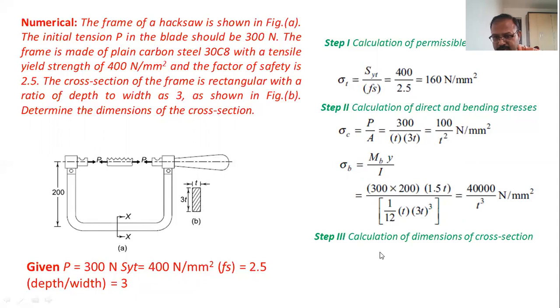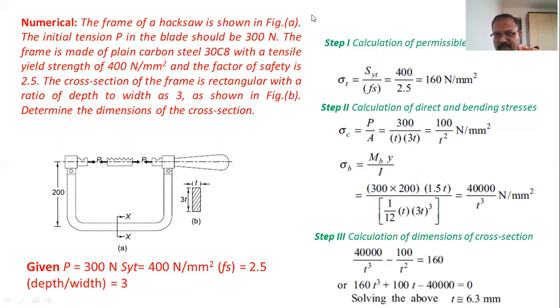So calculation of dimension, considering sigma T as a resultant stress, 160 will be equal to sigma C plus sigma B. Sigma C is negative, therefore minus 100 upon T square, and sigma B is positive, therefore it will be likewise. And solving this equation, we can get the value of T. We can obtain the value of 3T also. In this way, the cross sections can be obtained.